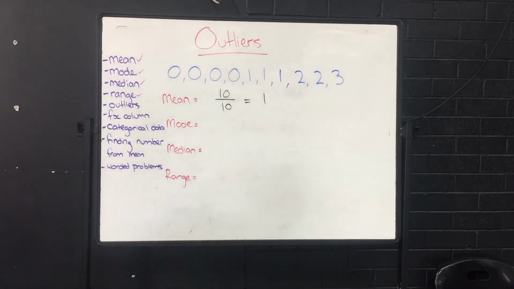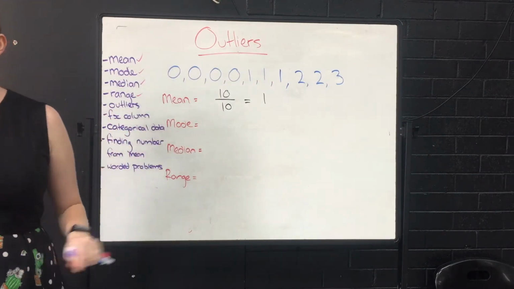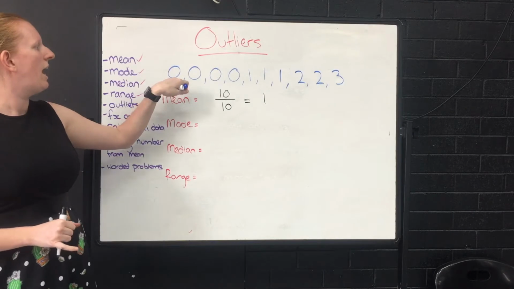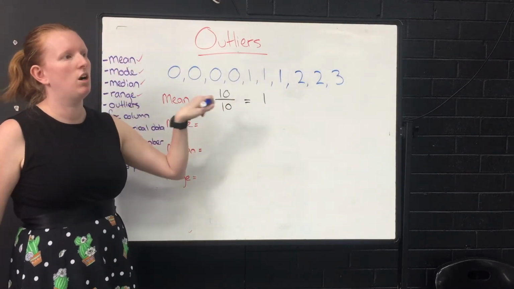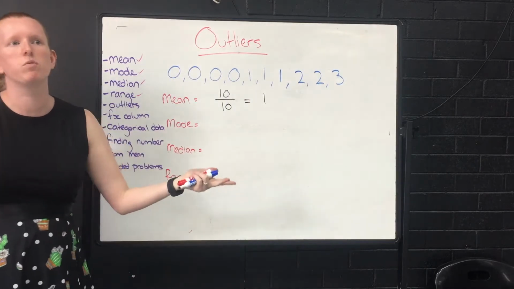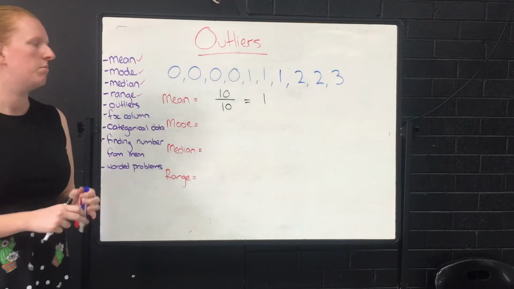So imagine I came around and asked you how many pets do you own, for example. This might be my data. And so the average of that information is 1. For most people, the average would be 1.